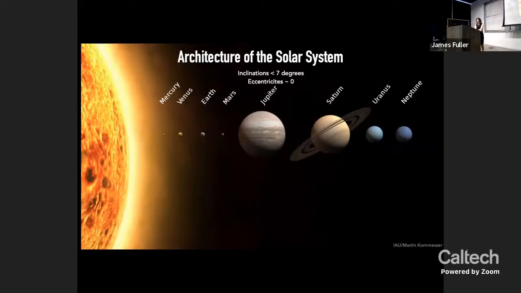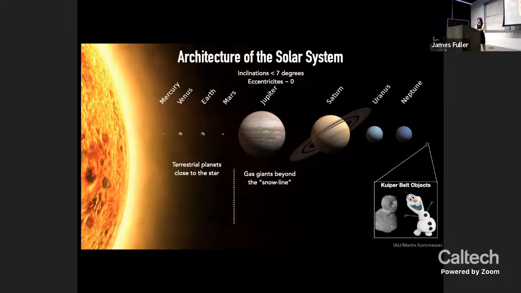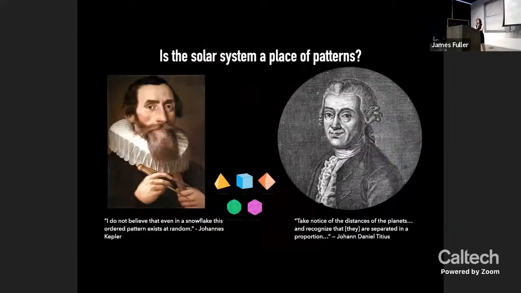So our planets lie in the ecliptic plane and have nearly circular orbits. We have terrestrial planets close to the star and gas giants beyond what's called the snow line. And we're just beginning to probe the structures of distant Kuiper belt objects. The solar system has been observed by astronomers for a long, long time, and they have looked for patterns in the architecture of the solar system planets.